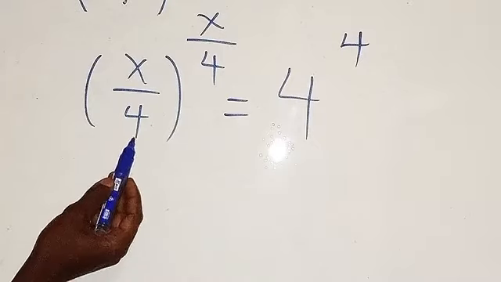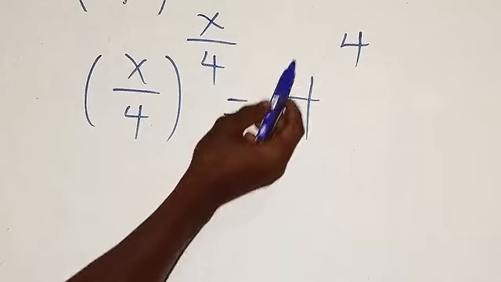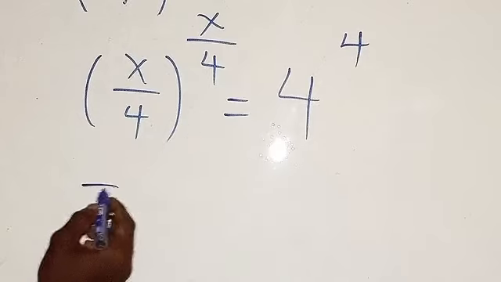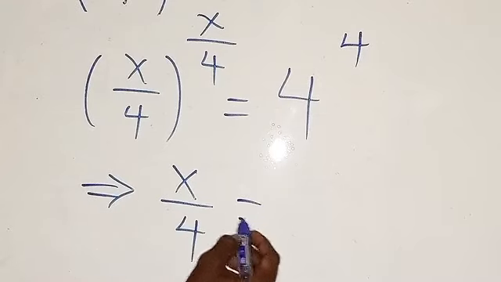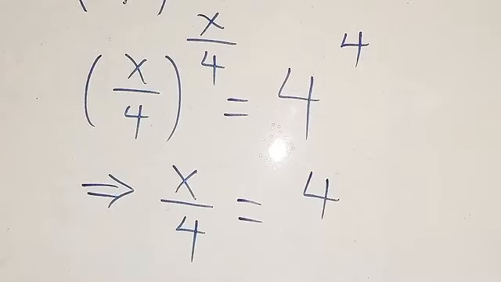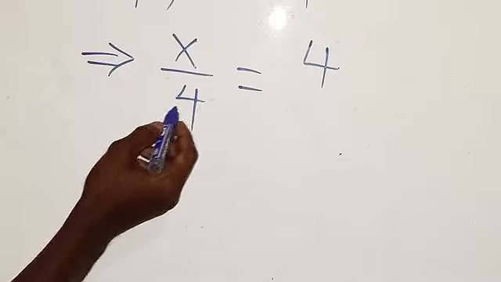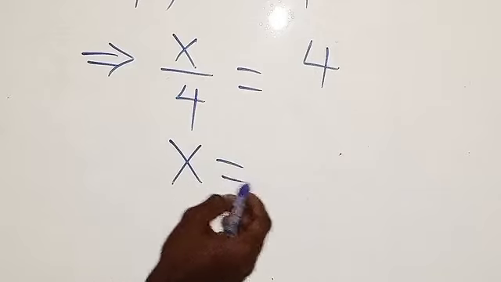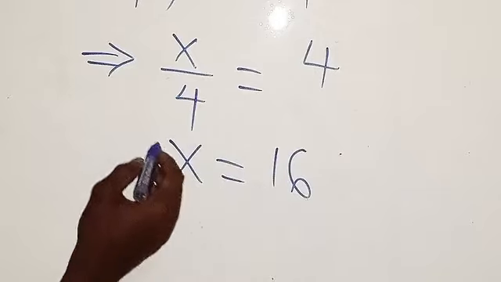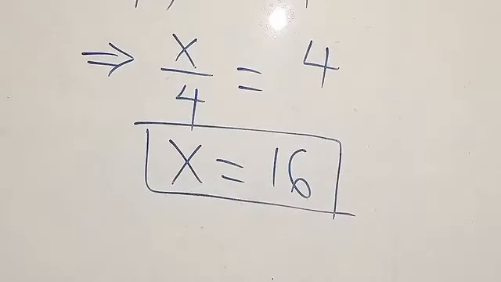So now you can see here we have (x over 4) raised to the power x over 4 equals 4 raised to the power 4, which implies that x over 4 is equal to 4. Now, to get rid of this 4 here, you multiply both sides by 4. Doing that, you're going to have x to be 16. So we have the solution to be 16.